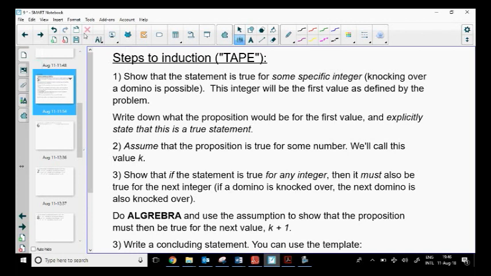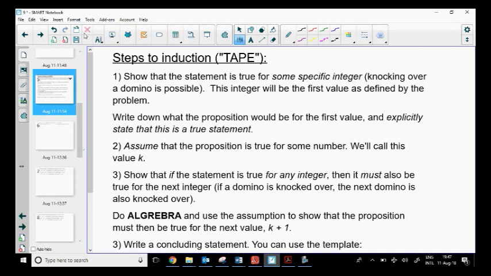Okay, so these are going to be the steps we're going to follow here. Some people like to use the acronym TAPE, which stands for test, assume, prove, explain. I'm just going to list them out basically here with the domino metaphor next to it. So first step, we're going to show that the statement is true for some specific integer, which is like showing that knocking over one single domino is possible. And this integer is going to be the first value defined by the problem.